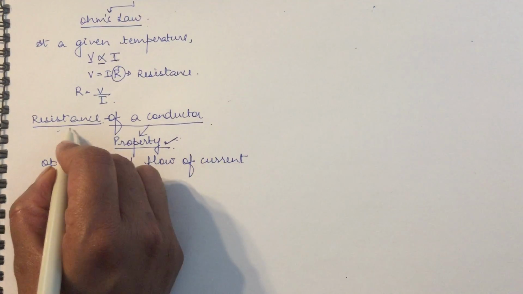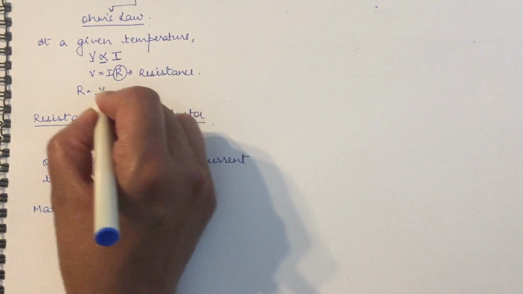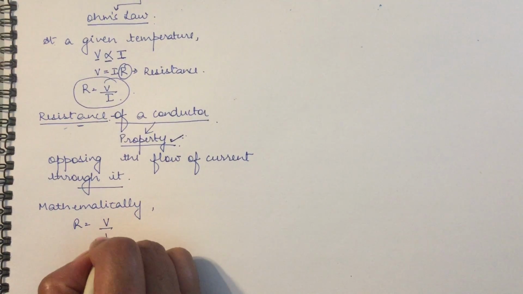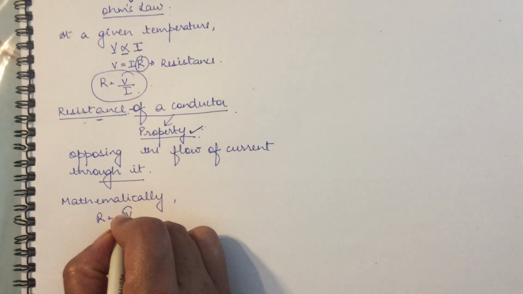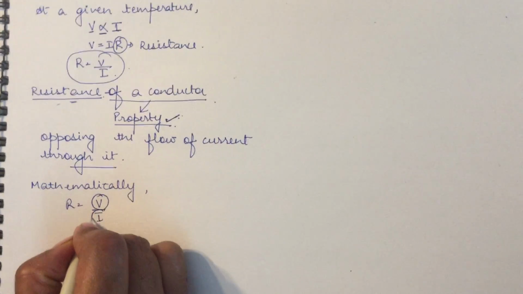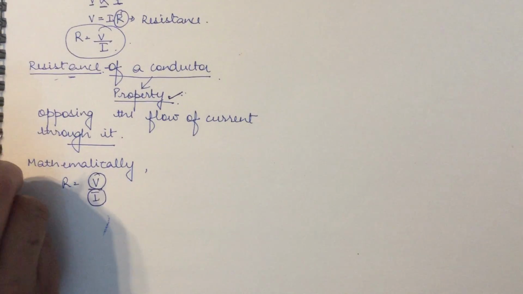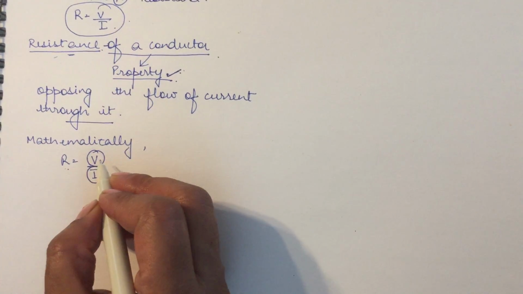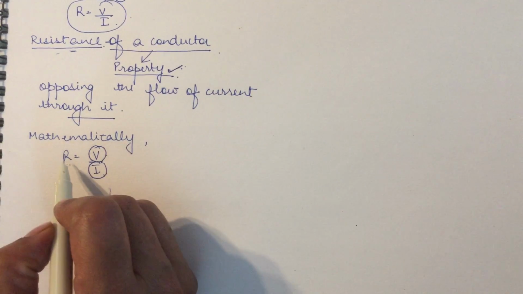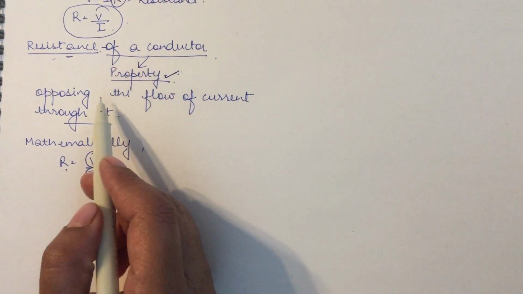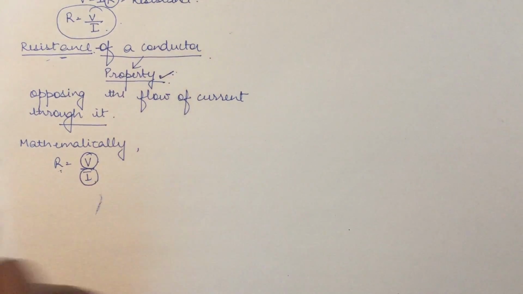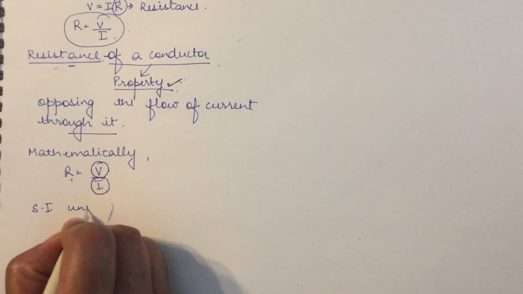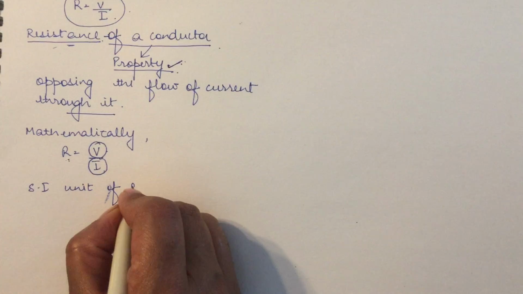Mathematically, again from Ohm's law, resistance is the ratio of V and I, where V is the potential difference and I is the current. So if we have to define resistance, we can say it is a ratio of V and I, or it is the property of this conductor which is opposition of the flow of current. Now, talking about the SI unit of resistance.